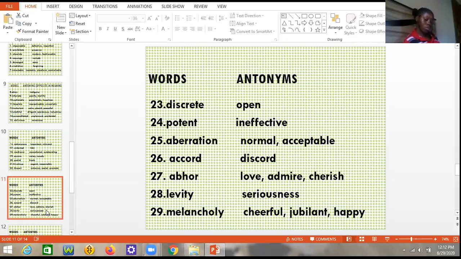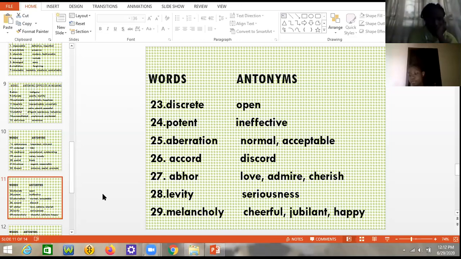Abhor, we say abhor is what? To dislike, to hate. So the opposite now is what? Love, admire, cherish. These are small words that you can use. Levity, opposite seriousness. Melancholy, opposite cheerful, jubilant, happy. So from the opposite now, you should know the synonyms of what? Of melancholy.